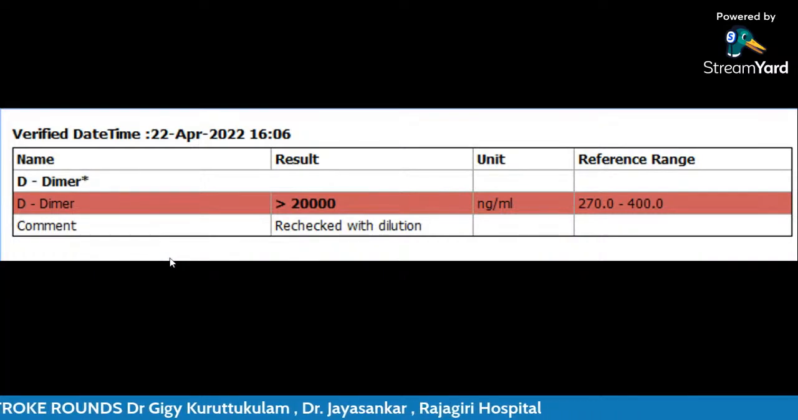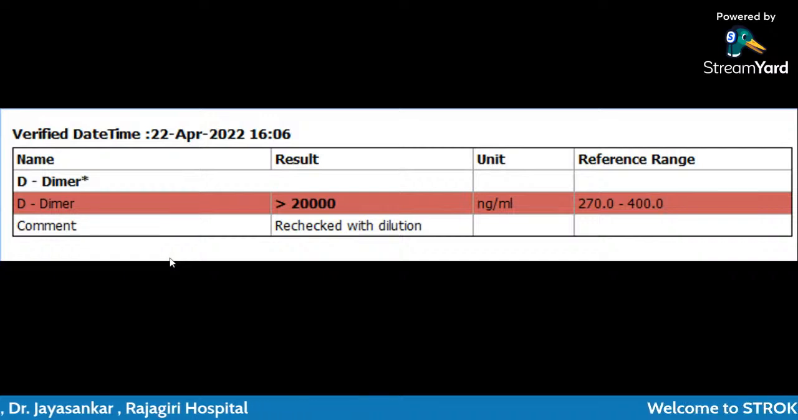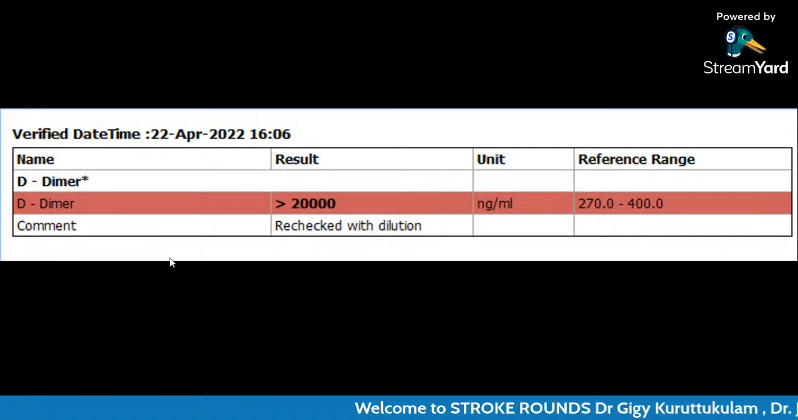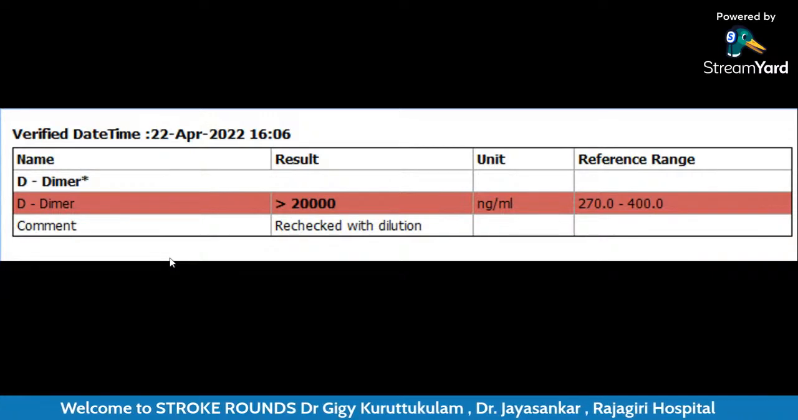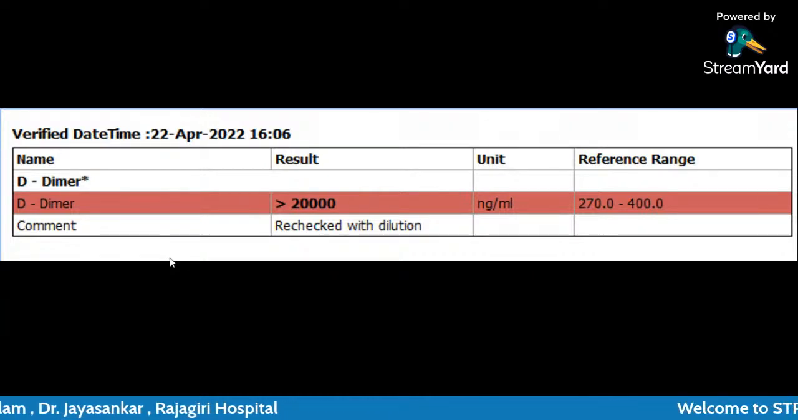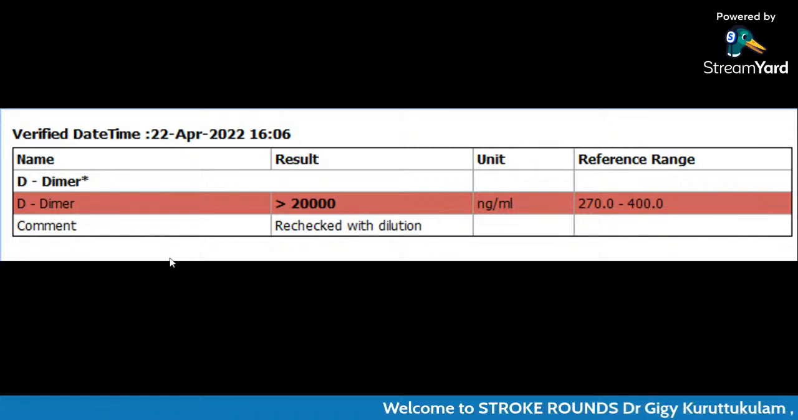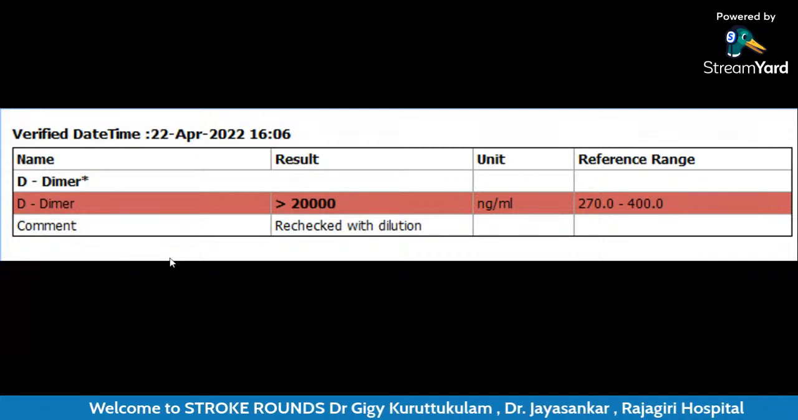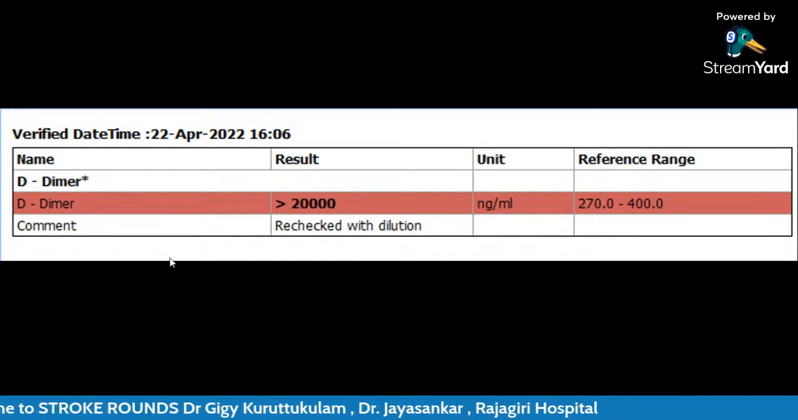Going through the blood report, a routine blood test showed his D-dimer, which we are all used to now in the era of COVID, doing the D-dimer. But surprisingly, this person's D-dimer, which was done on 22nd, that is a few days back, came as more than 20,000. So that is a very, very high value. And he did not have any recent history of COVID. And he never was diagnosed to have COVID in the past also. So a D-dimer of more than 20,000 is grossly significant.